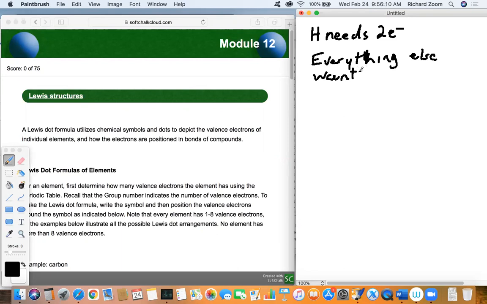Or at least wants 8 electrons. So this underpins everything that we're doing here. The other thing that's really important is that we must use the exact number of valence electrons that we calculate.